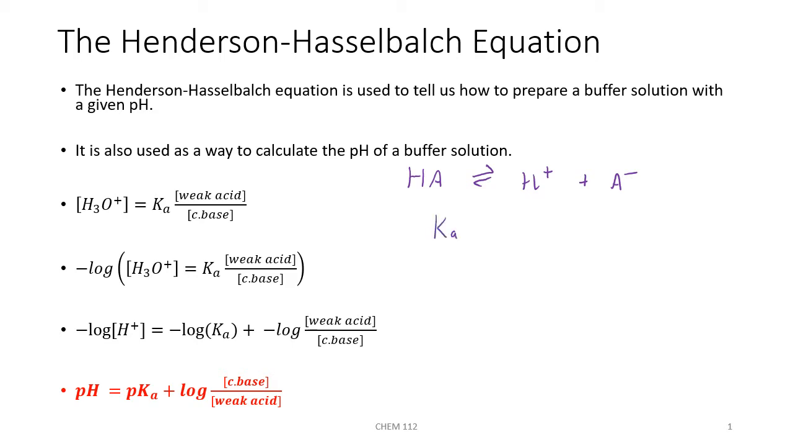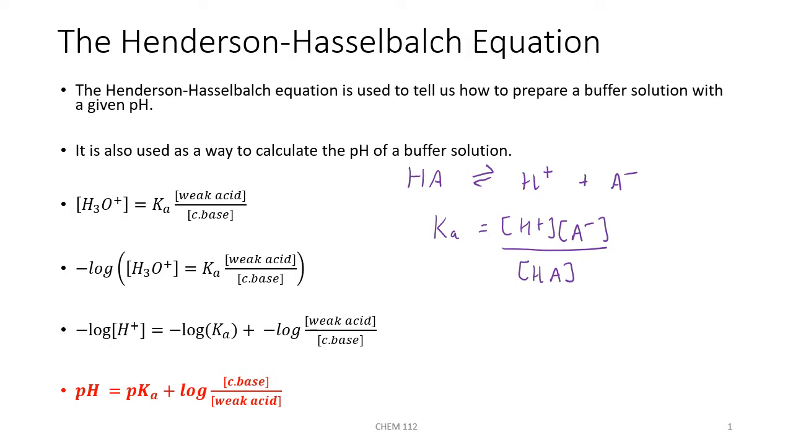We would say Ka is equal to the concentration of the hydrogen ion times the concentration of the weak base A- all over the concentration of our weak acid. So we could still use this longhand way of figuring out pH and solving for the hydrogen ion concentration. The Henderson-Hasselbalch equation takes this and rearranges it into a nice useful format.